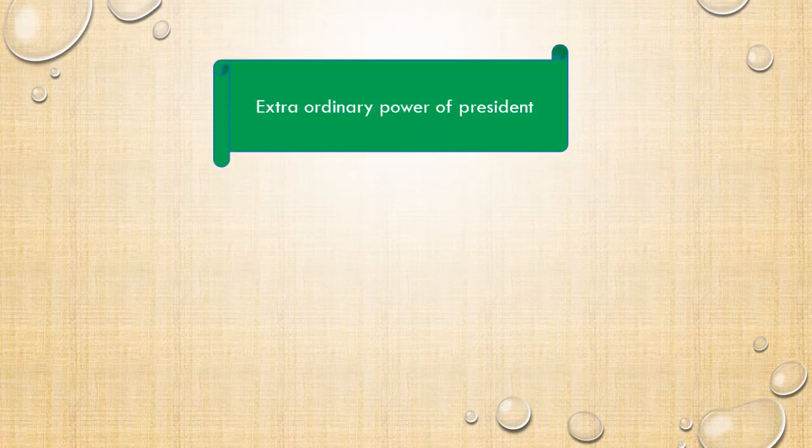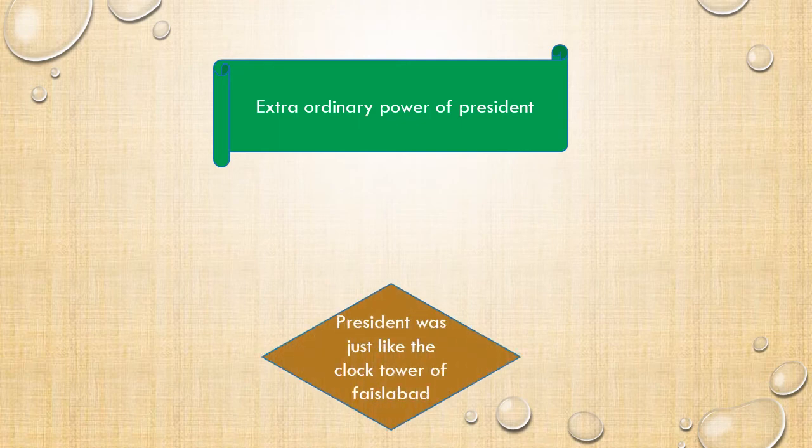Next main cause for the failure of this constitution is the extraordinary power of the president. In this constitution, the president had extraordinary power: if any law was passed by the parliament, they didn't allow the judges to review it. The president was just like the clock tower of Faisalabad, where all the markets meet at a certain point.